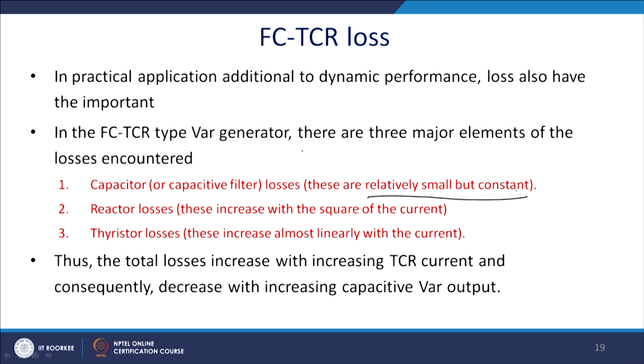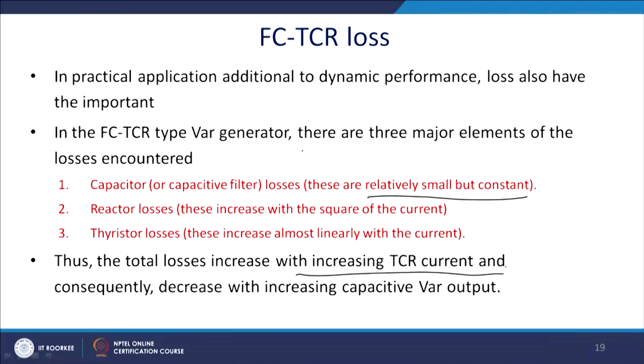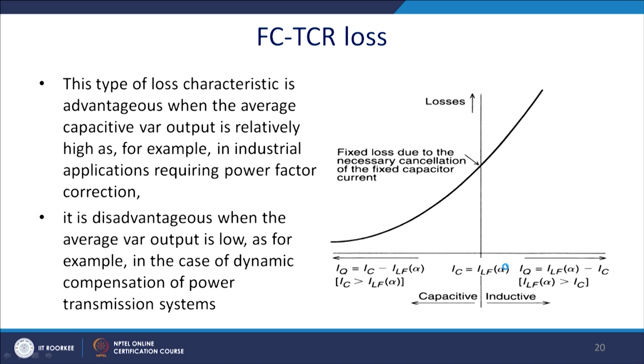that is actually the conduction losses mainly, and that will be increasing, because when the thyristor is on, there will be a drop of around 1 volt. Multiply that with 1000 amperes, so this amount, 1000 watts, will be the drop across each of the thyristors, maybe. And this is linear with the current flowing through the thyristor. Thus, the total losses increase with increasing TCR current and consequently decrease with decreasing capacitive Var output. So, ultimately this is the case.